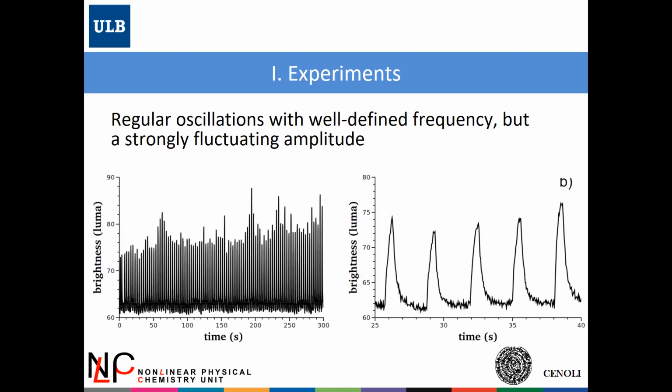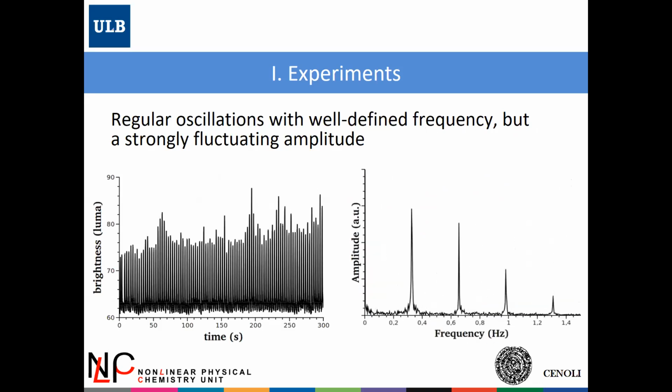We have regular oscillations, regular in the sense that the frequency is more or less constant. This can also be seen by taking the Fourier power spectra, so we have well-defined frequencies and harmonics for this signal. The amplitude is not so regular, but in any case, this seems to suggest that we have regular oscillations affected by fluctuations, which in terms of dynamical systems would mean that we have a limit cycle affected by fluctuations.